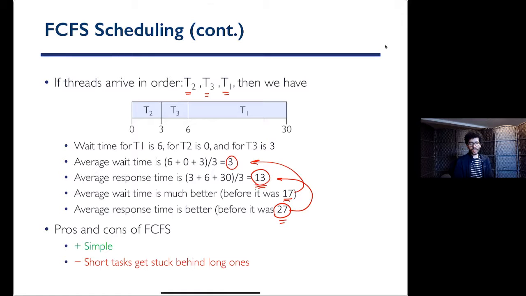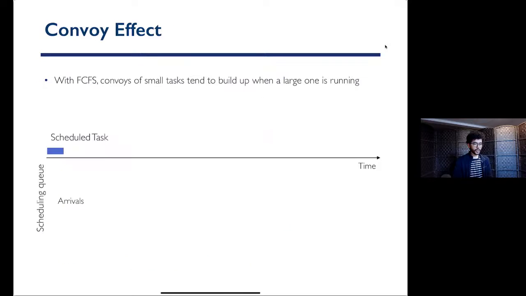Now, what are the strengths and weaknesses of FCFS? Well, FCFS is very simple to implement, but the weakness is basically that short tasks are going to get stuck behind long tasks if long tasks come first. So here is an example. On the horizon, I have time. Up here, I show you the tasks that are scheduled, and down here, I have the tasks that are queued.